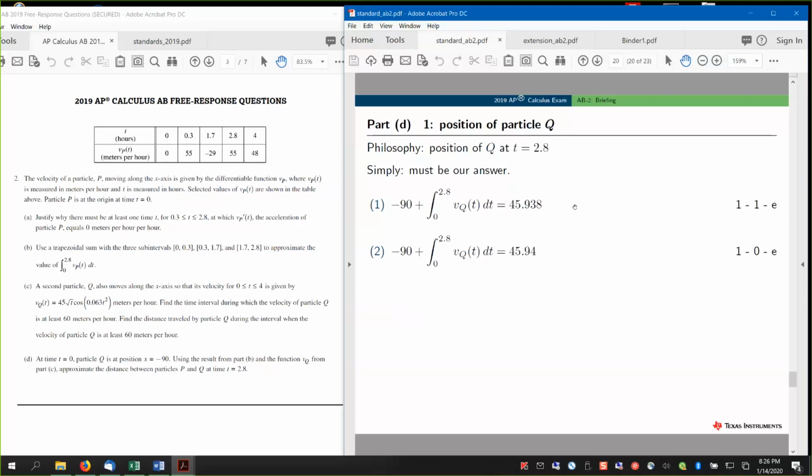In example 1, the student has the correct definite integral. They've computed the position correctly. They earned the first 2 points, and now they're eligible for the third. Remember, they still need to find that difference. In example 2, there's a decimal presentation error in this answer, this 45.94. So they earn the first point, they do not earn the second, but they are eligible for the third.